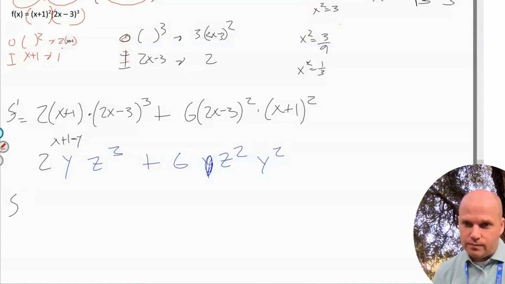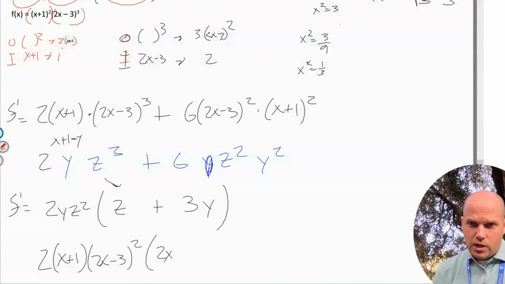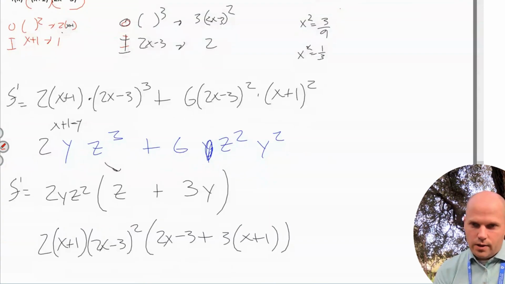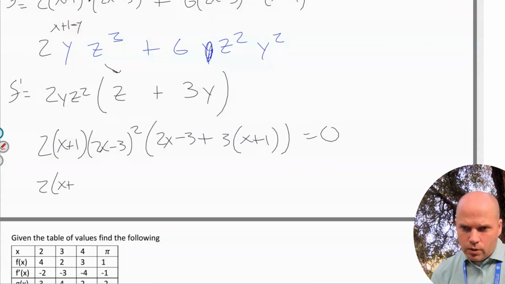Oh, I finished this before class. 2y z squared can be factored, leaving us with 1z from this, and then 3y from this. Both z's are gone, 1y is gone, 2 turns. Okay. So I got 2y z squared times z plus 3y. Okay. What does that equal? 0. 2x plus 1, 2x minus 3 squared.